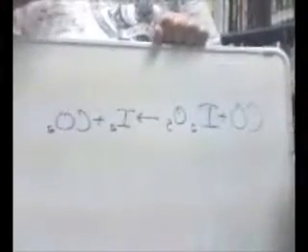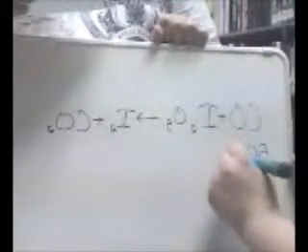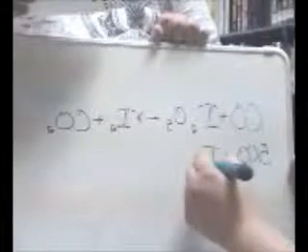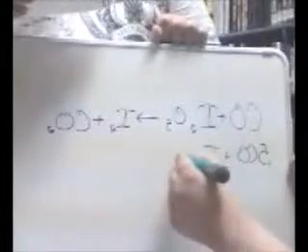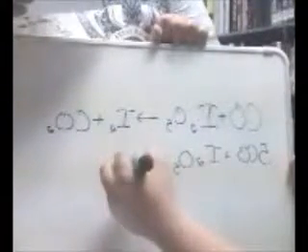Okay, in this equation, we are going to balance it using the oxidation number method. So it will end up being 5CO plus I2O5 yields I2 plus 5CO2.